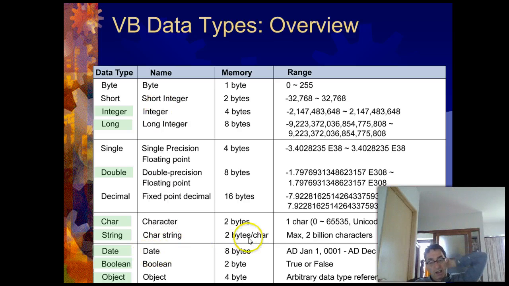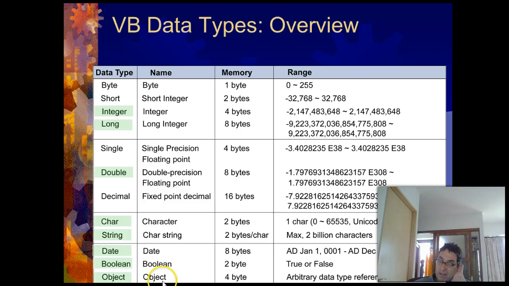Date uses 8 bytes, same as the double. And the dates that you're allowed to express are from January 1st, 2001. That's surprising, you can't go below that. Up to this year. Okay, and Boolean we said only requires 2 values. Now, I don't know why they use 2 bytes for a Boolean. You could get away with 1 bit for a Boolean. This is 16 bits. So it seems like a waste, but I don't have the answer to that.